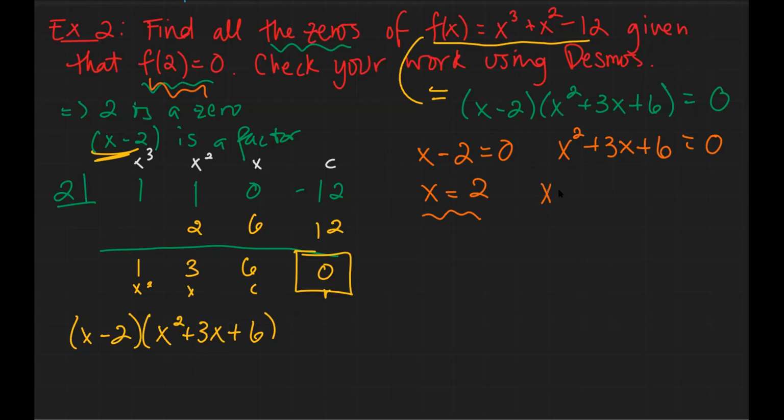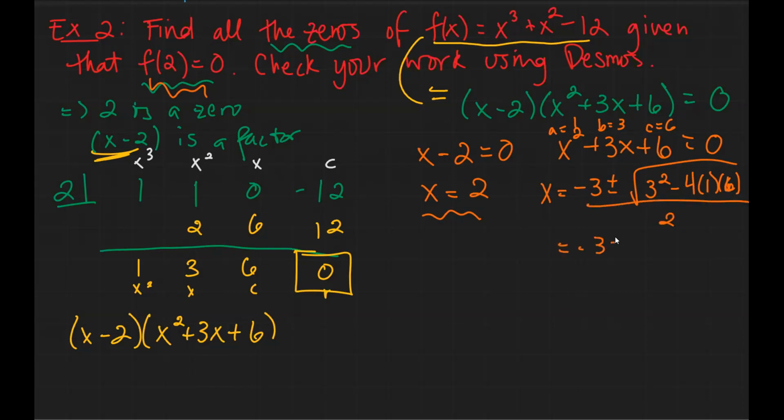So let's do that. x is equal to, a is 1, b is 3, c is 6. So negative 3 plus or minus the square root of 3 squared minus 4 times 1 times 6. That's a 6, I promise. Divided by 2 equals negative 3 plus or minus. Clean up the insides: this is 9 minus 24, divided by 2, equals negative 3 plus or minus the square root of negative 15, over 2.